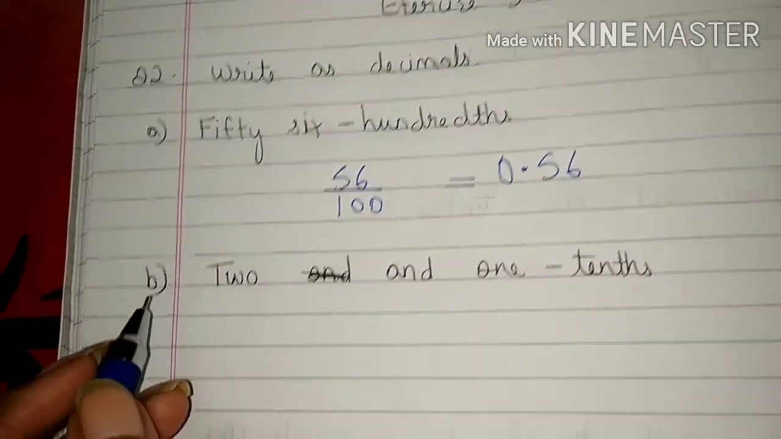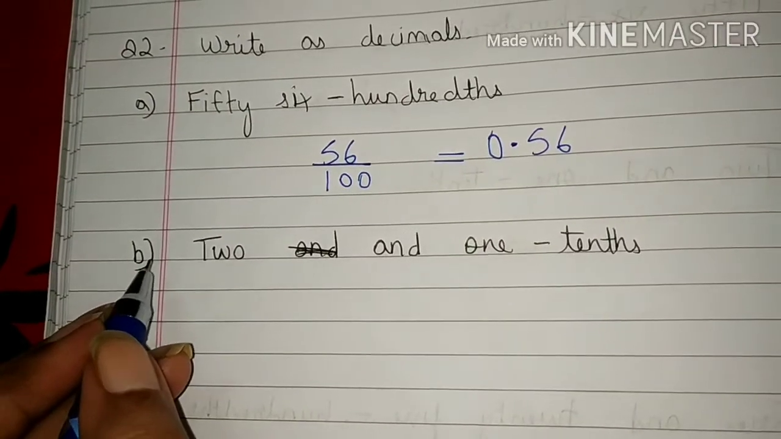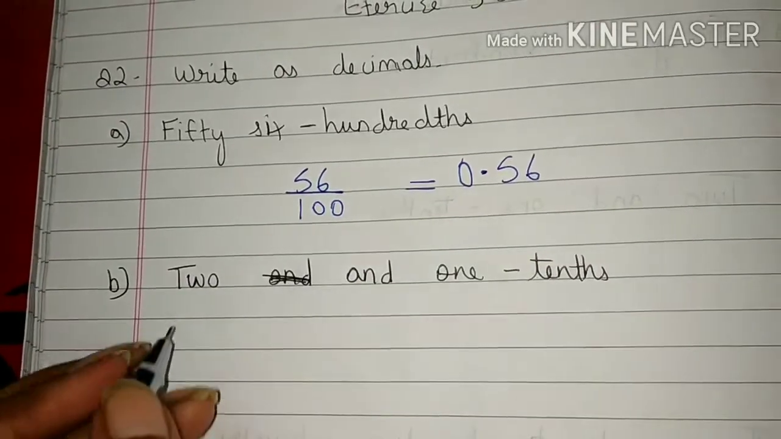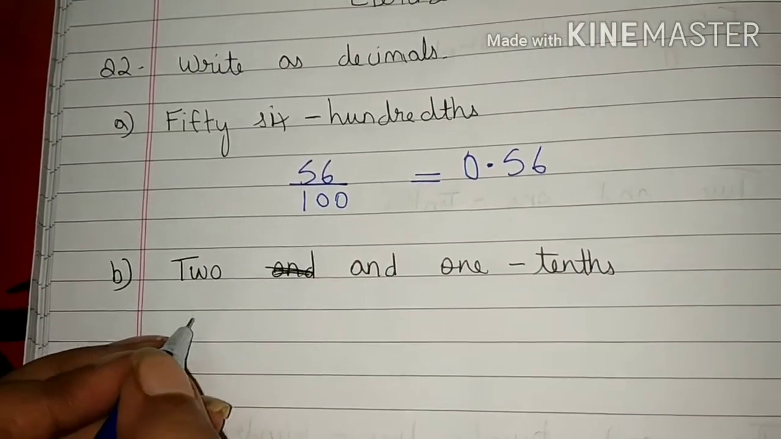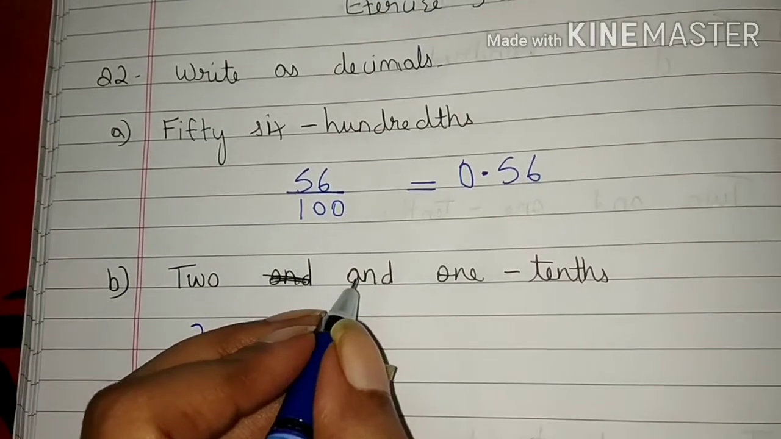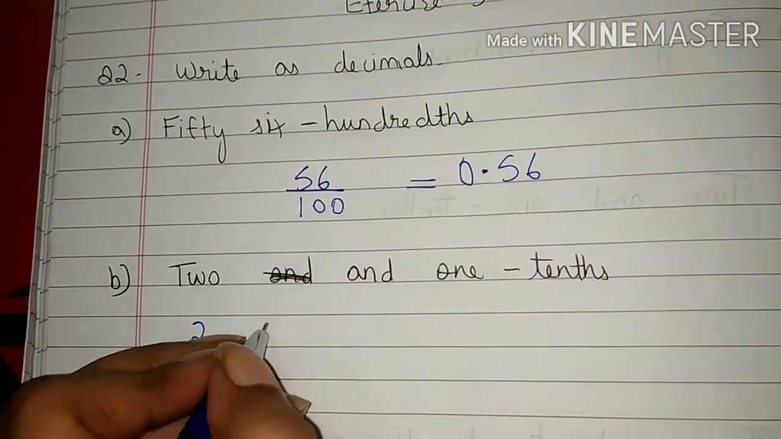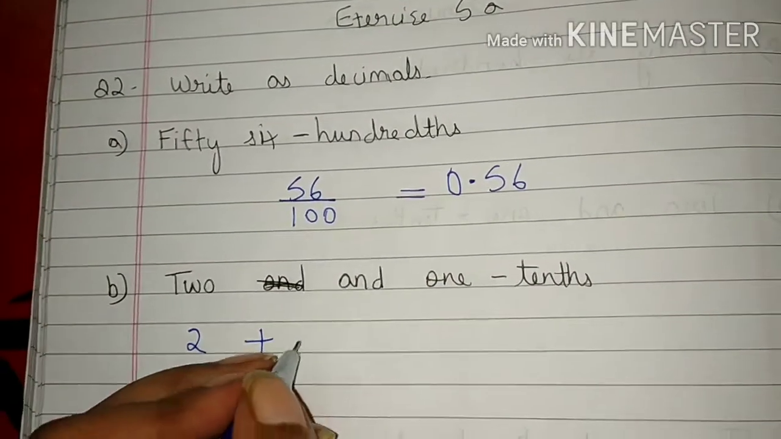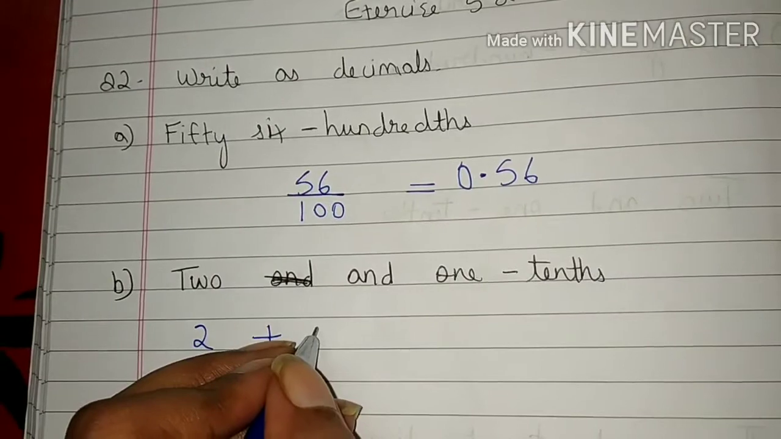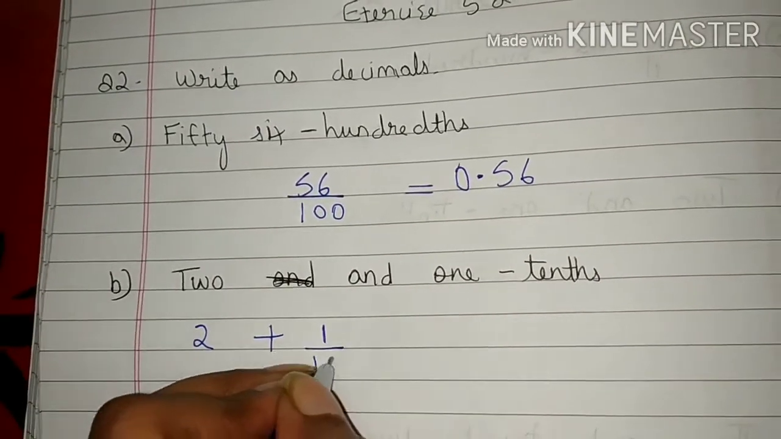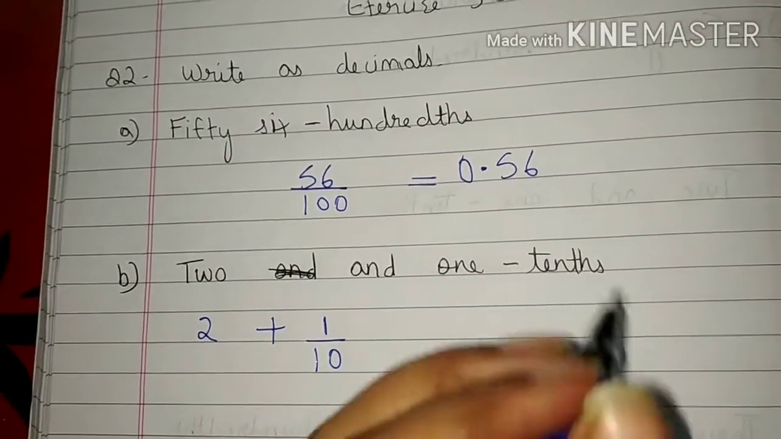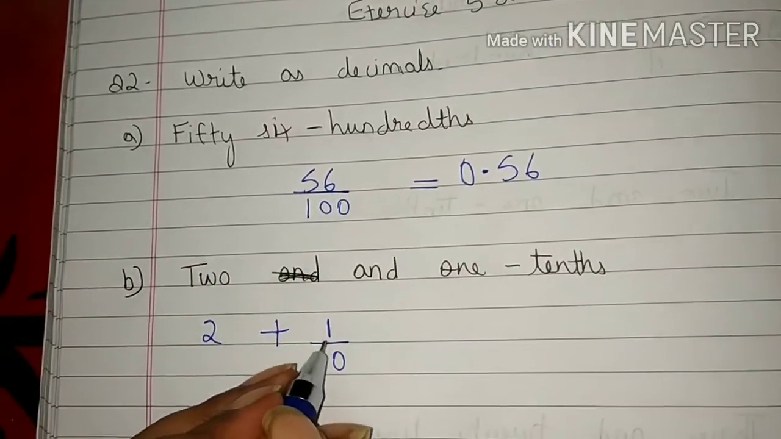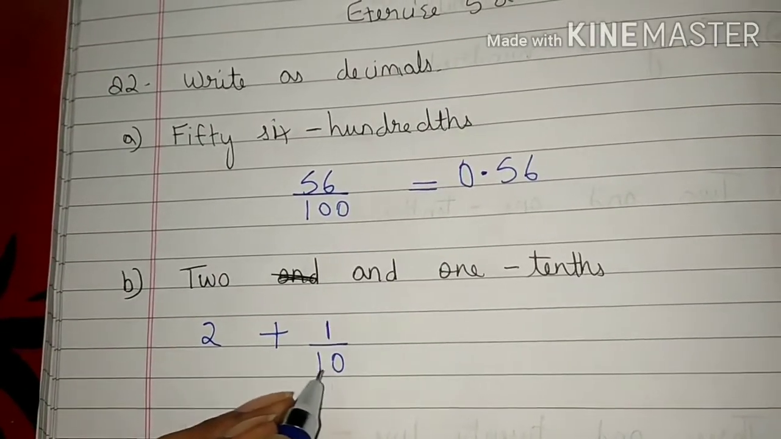Now students, come to B part. Question is 2 and 1/10. Students, here it is written 2. So we will write 2. For and, we will write plus. And here it is written 1/10. So students, we will write here 1 divided by 10, because here it is written 1/10.